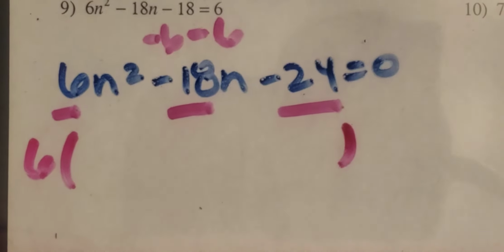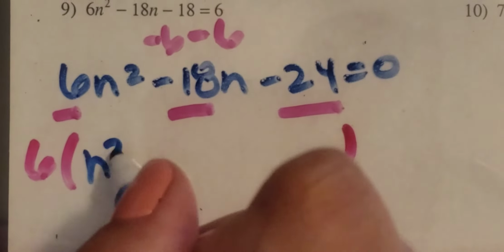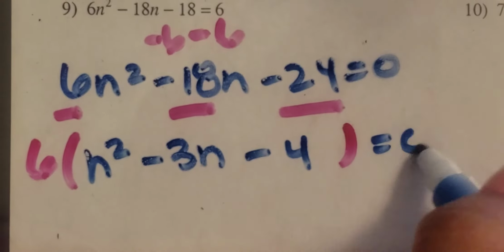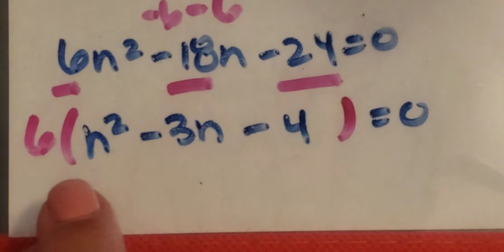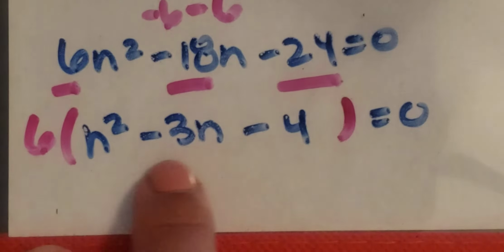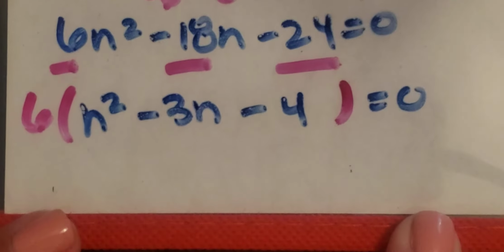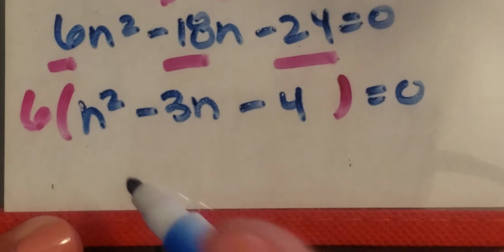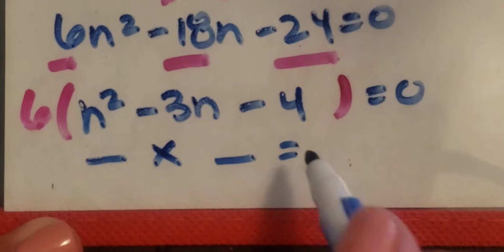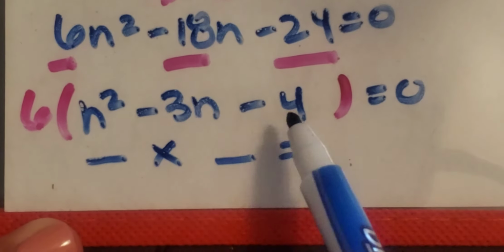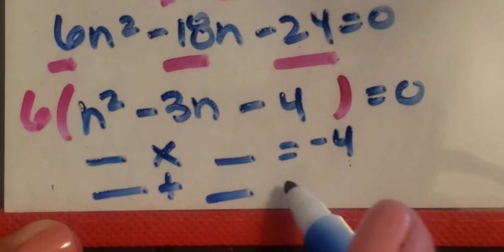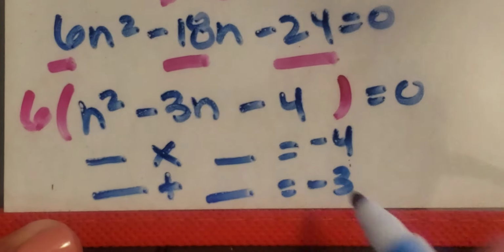Okay. And in doing that, I'm left with n squared minus 3n minus 4 equals 0. Which is really nice because in doing that, look, I factored out a 6 and ended up with really small numbers. Okay. So again, just a refresher: you're looking for two numbers that multiply to give you whatever A times C is, and in this case, it's going to be negative 4. And those numbers add to give you whatever B is. In this case, it's negative 3.